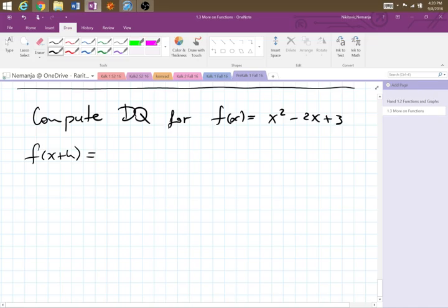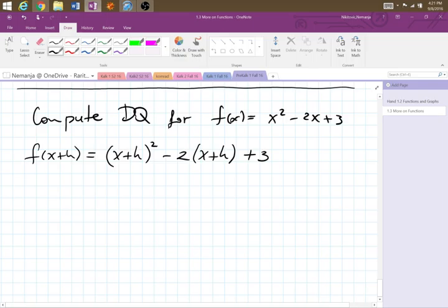Yes. X squared. So x plus h squared? x plus... Well, we'll expand it later. Okay, so we do step by step. Minus 2x plus h. Nice. And then we just have plus 3 because nothing happens there.